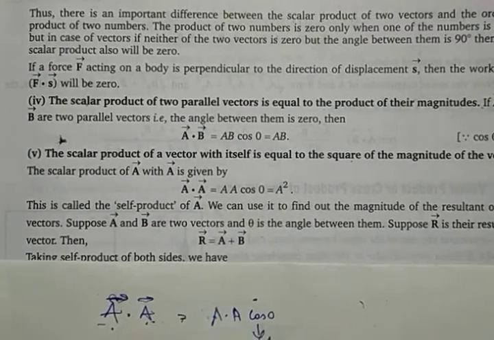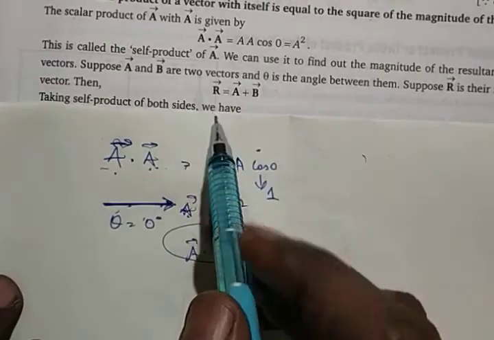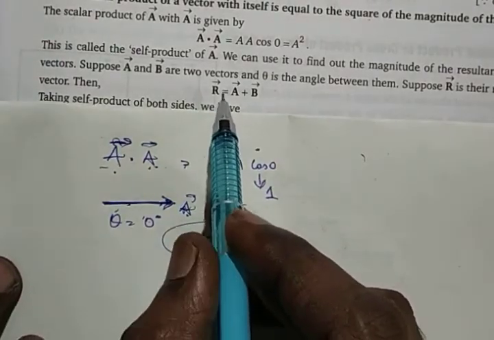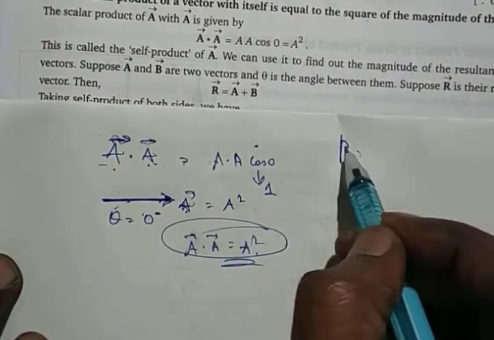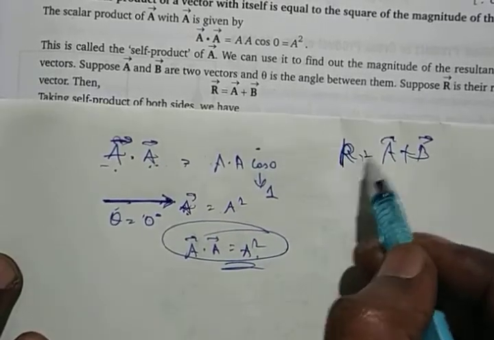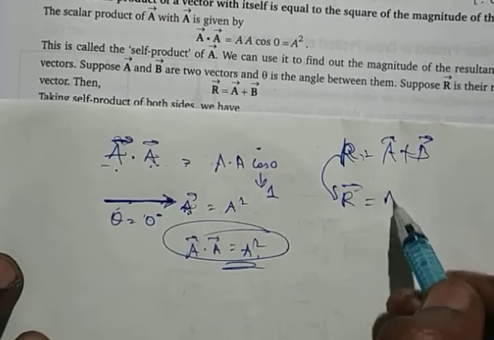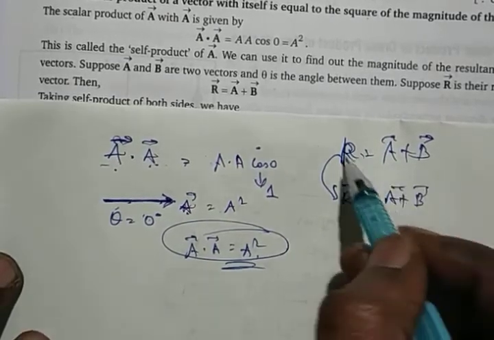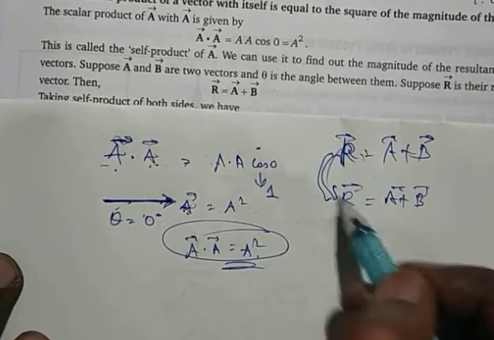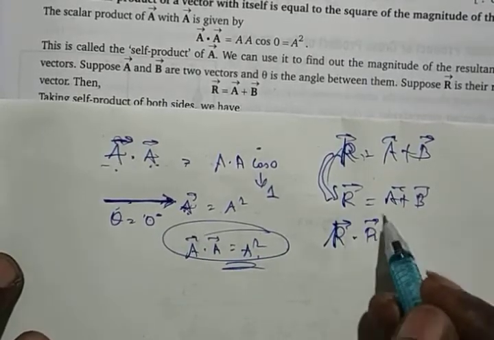Now usually they try to make it a little more elaborate. Try to know this one, it will be quite helpful. If R is equal to A plus B, this is a resultant. This resultant you want to multiply once again, two times you want to multiply R and R. That is going to be equal to R dot R vector. What will happen?